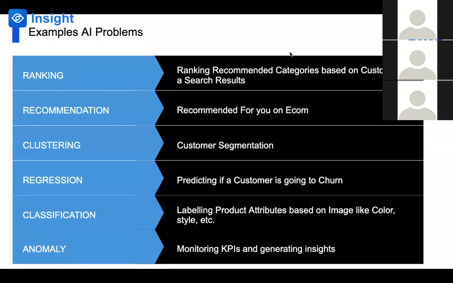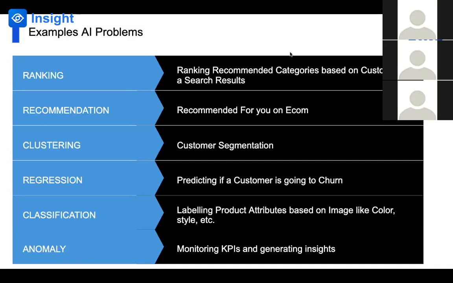Regression, where you want to predict something. An example could be you have hundreds of customers who come to your store, only a few of them make a second transaction. So you want to predict whether this particular customer is going to make a second transaction or not. You can go ahead and use regression algorithms over there.